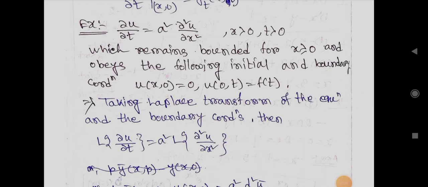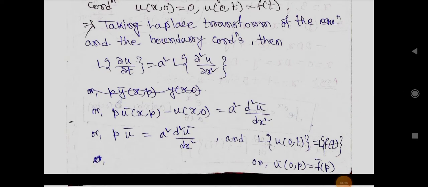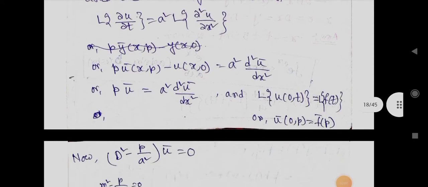Example: ∂u/∂t equals a² ∂²u/∂x², x greater than 0, t greater than 0, which remains bounded for x greater than or equal to 0 and obeys the following initial and boundary conditions: u(x,0) equals 0, u(0,t) equals f(t). Taking the Laplace transform of the equation and the boundary conditions, Laplace of ∂u/∂t equals a² Laplace of ∂²u/∂x².